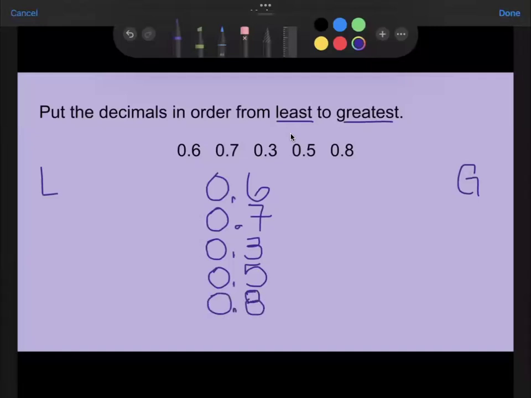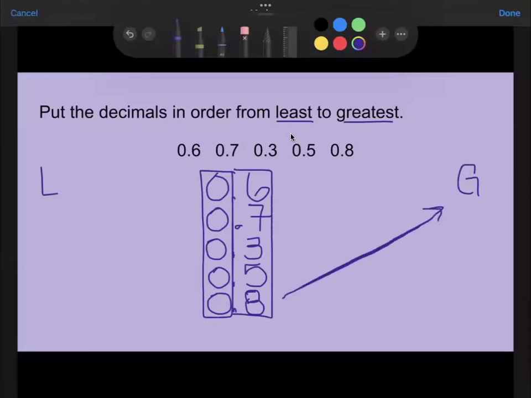So again, we already looked at the ones place and saw that those were all the same. So I'm going to move over to the next greatest place value they all have, which is the tenths place. So I'm going to start now sorting them out. So 8 is the biggest of those numbers. So that's going to go over here. So I'm going to put 0.8 over here. Then let's see, 3 is the smallest of those numbers. So I'm going to put this one over here, 0.3. And I can cross these off as I go.